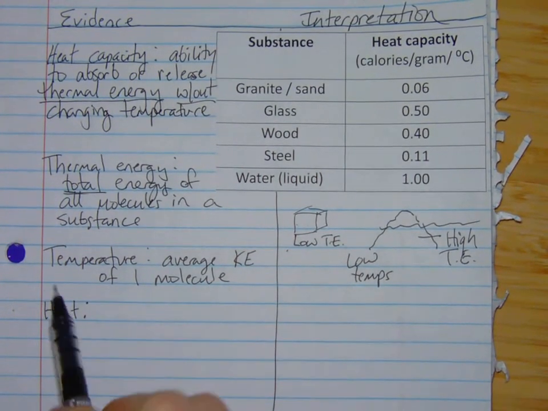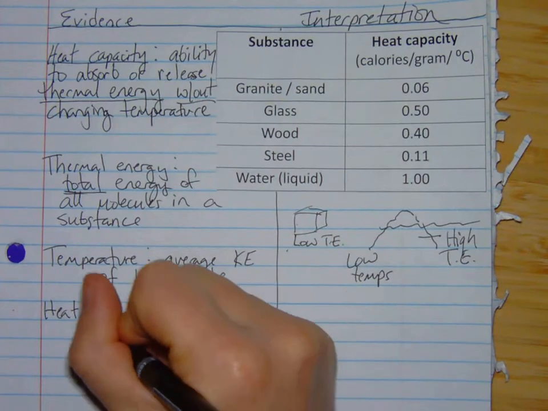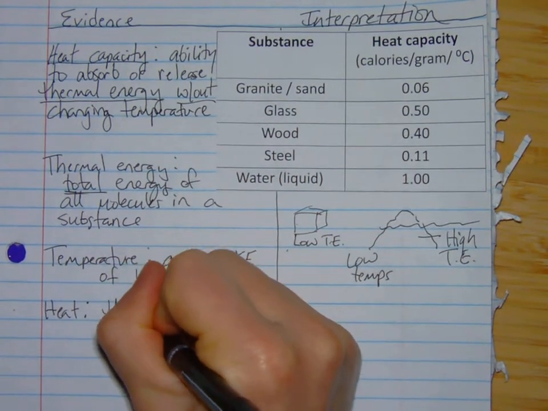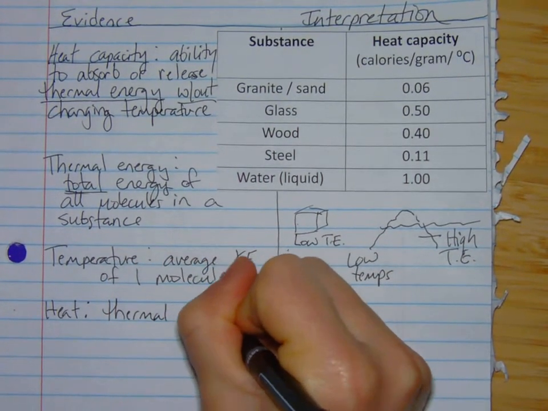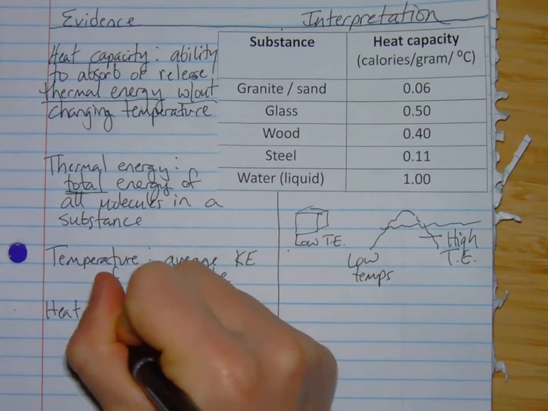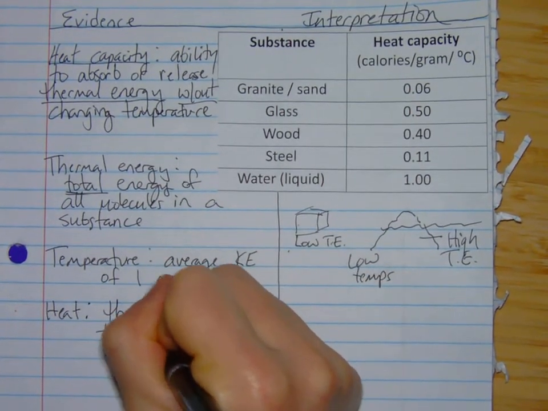So what is the difference then between heat and thermal energy? Heat is just thermal energy in transit. Okay, in transit.